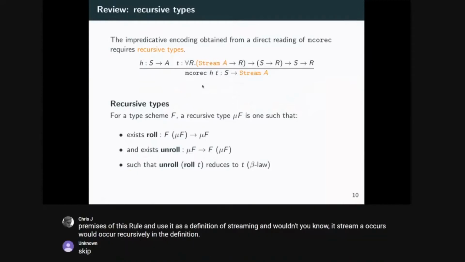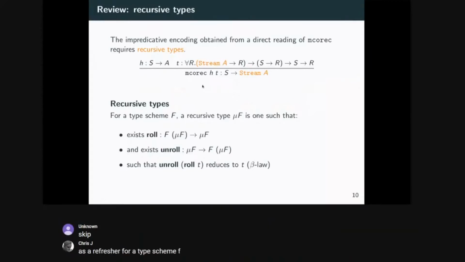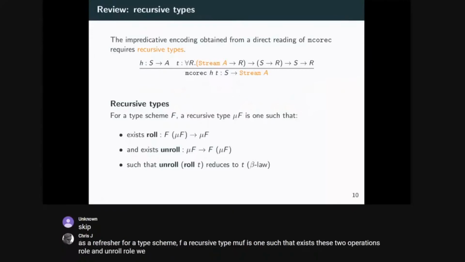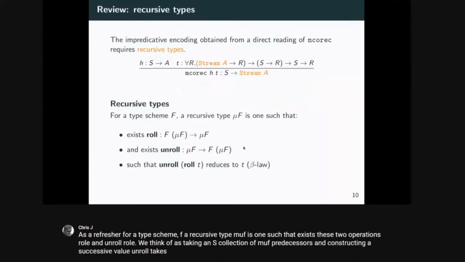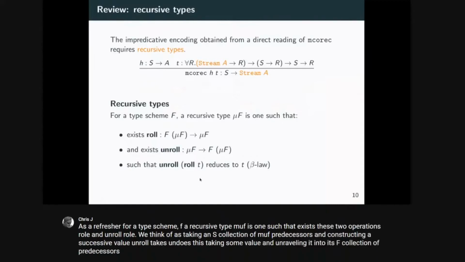As a refresher, for a type scheme F, a recursive type μF is one such that there exist two operations, roll and unroll. Roll we think of as taking an F collection of μF predecessors and constructing a successor value. Unroll undoes this, taking some value and unraveling it into its F collection of predecessors. And by "undoes this" specifically, we must have the following computation rule: unroll of roll of t should reduce to t.